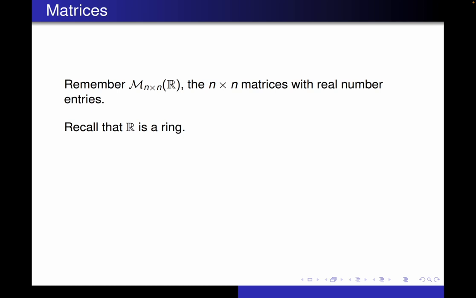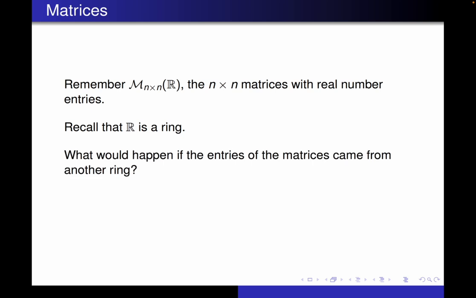So we kind of have two rings going on here with matrices. We have the ring of matrices. The matrices themselves are elements of a ring. But in order to create the matrices, it seems like you kind of need a ring for the entries. So the question you might ask is, what if you made entries of the matrices that came from some other ring besides the real numbers? And if you did that, would the set of matrices still be a ring? Would it still satisfy the ring axioms?